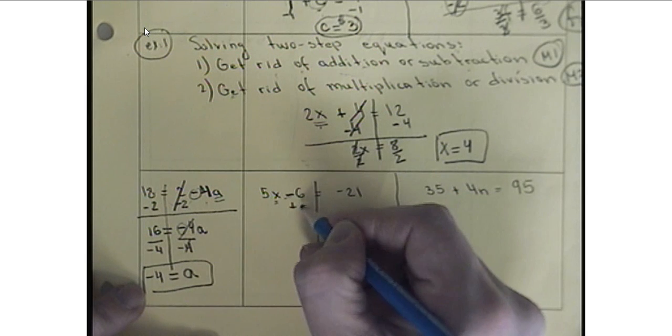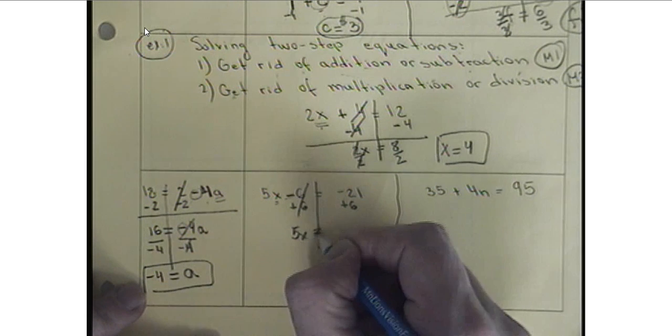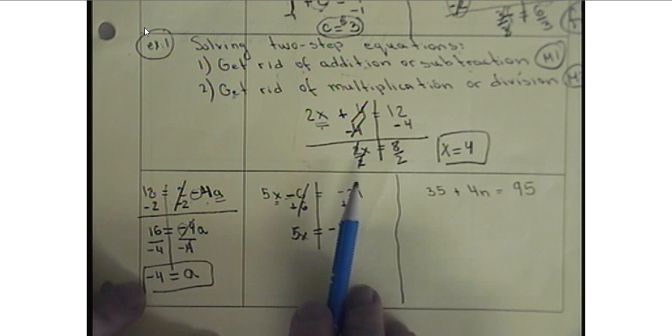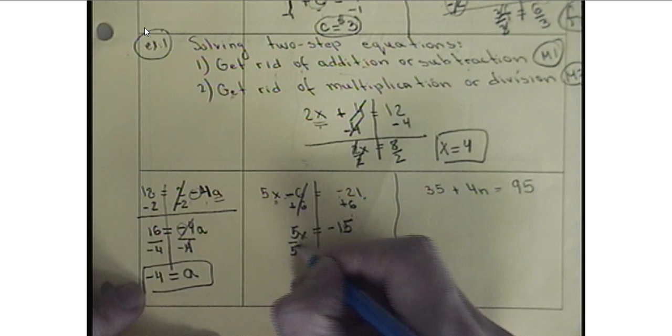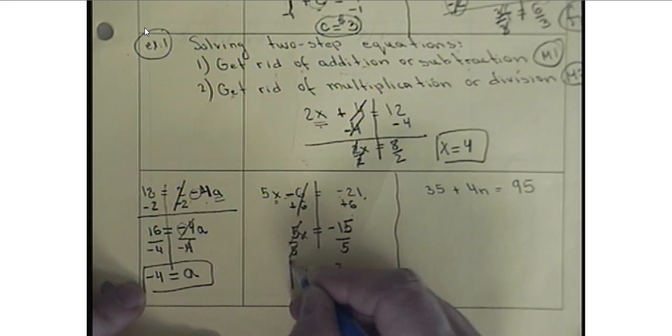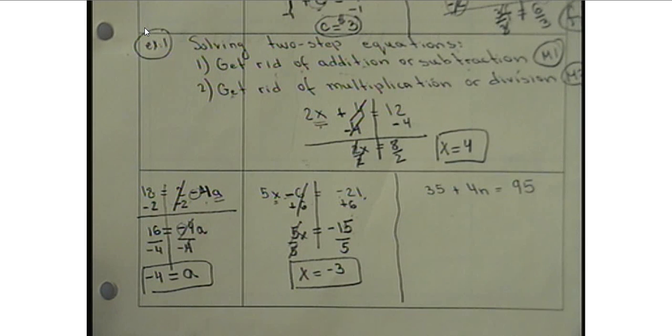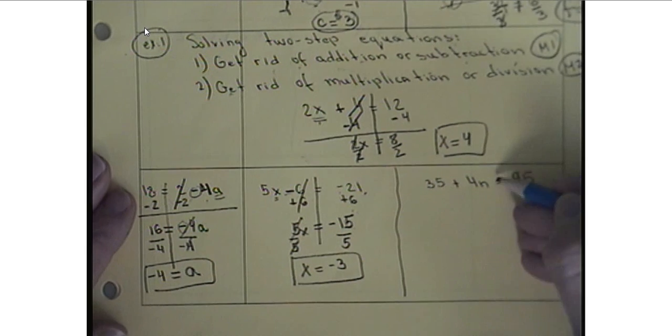5x, x is what we're saving, minus 6 is the first one to be cancelled out, so plus 6, those two are gone. 5x is equal to negative 21 plus 6, which is negative 15. Please use the calculators, make sure you get this right, so you type on the calculator negative 21 and then plus 6. Then we'll divide by 5, so x is equal to negative 3. Final answer here.